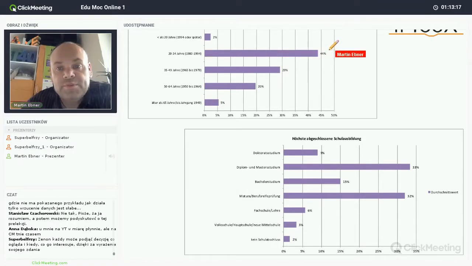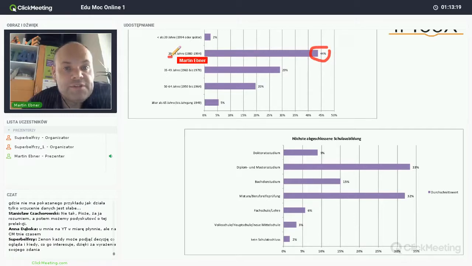What is the typical age of the participant? And you see the biggest group is between 20 and 35 years. But if you summarize all the rest, then you see that more than 50% are older than 35 years. So we are talking about older people, also in the sense of higher education. But typically, that's our students, of course.